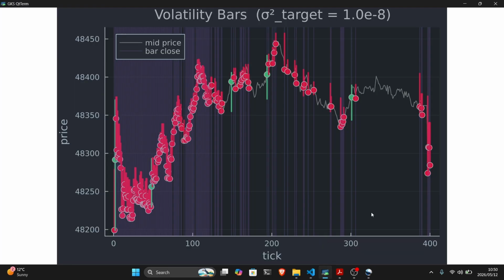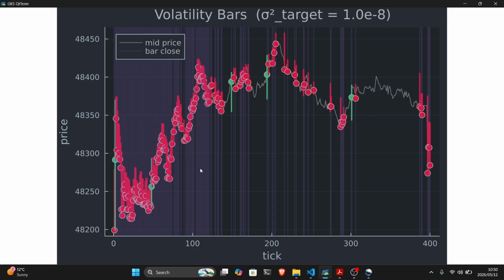Now, with this threshold and only 400 entries, as you can see, where the close happened, the vertical lines and the red and green ones, it tells you that our condition sigma sub p squared is greater than or equal to sigma squared sub target. The red and green shapes represent what side the market was on, and the bar close represents where the condition was met.